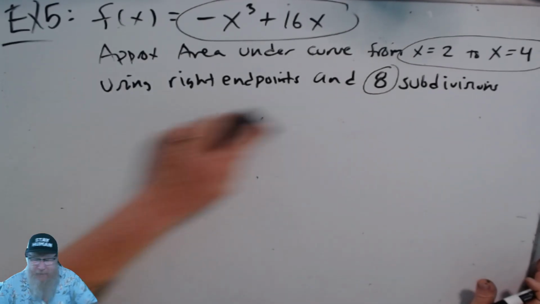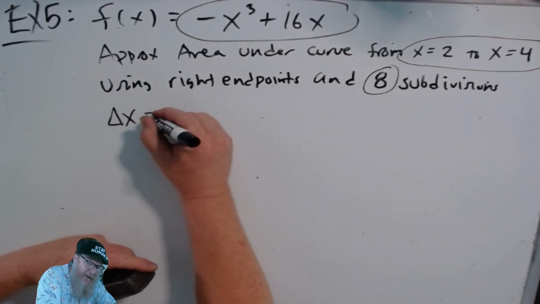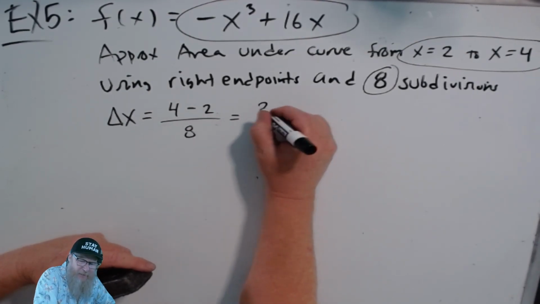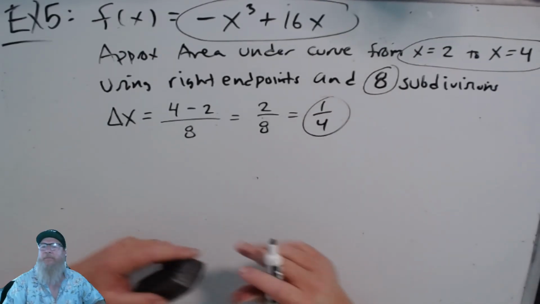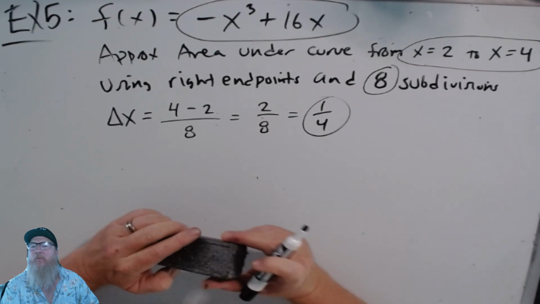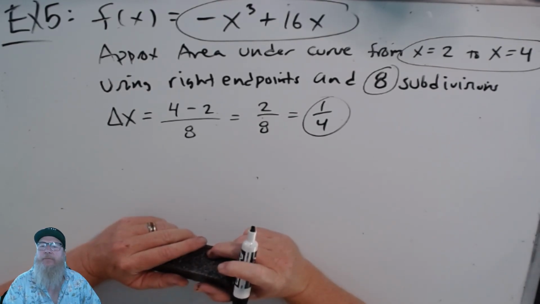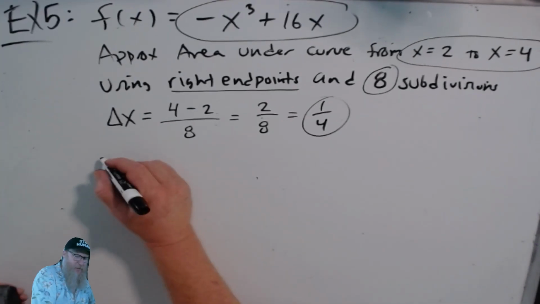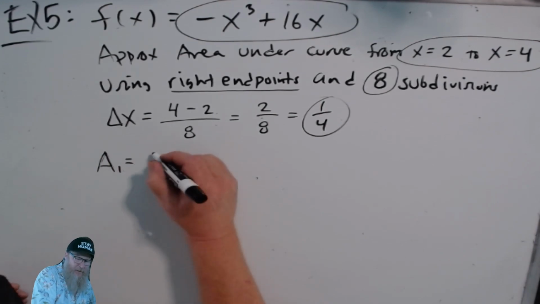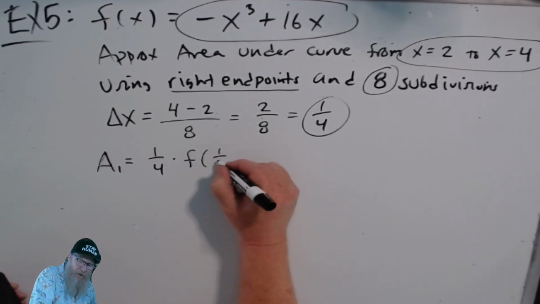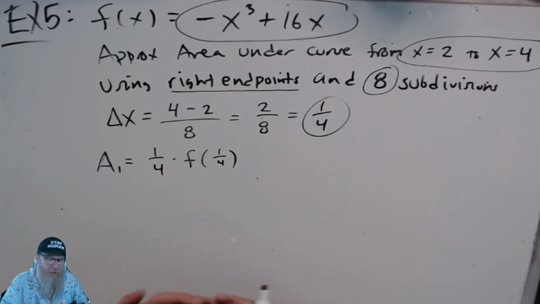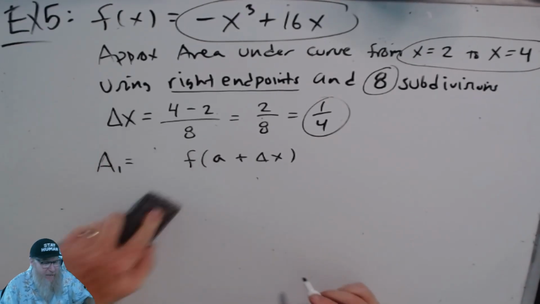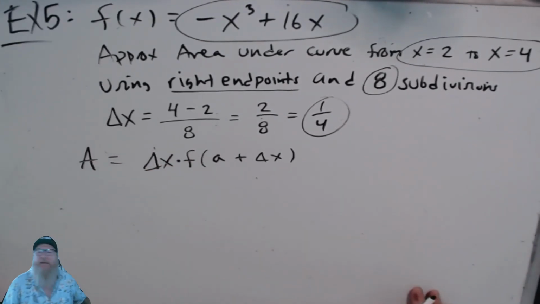So let me just get rid of the graph here. Start with delta x. That's the thing that's going to be the same in all of these. 4 minus 2 over 8. So 1/4. So each rectangle has a width of 1/4. We're doing right endpoints. Yeah, so we have A1 is 1/4 times f of 1/4, right? Or you could write it all out. Sorry, it's A plus delta x. Let me just write it here. So that's A1.